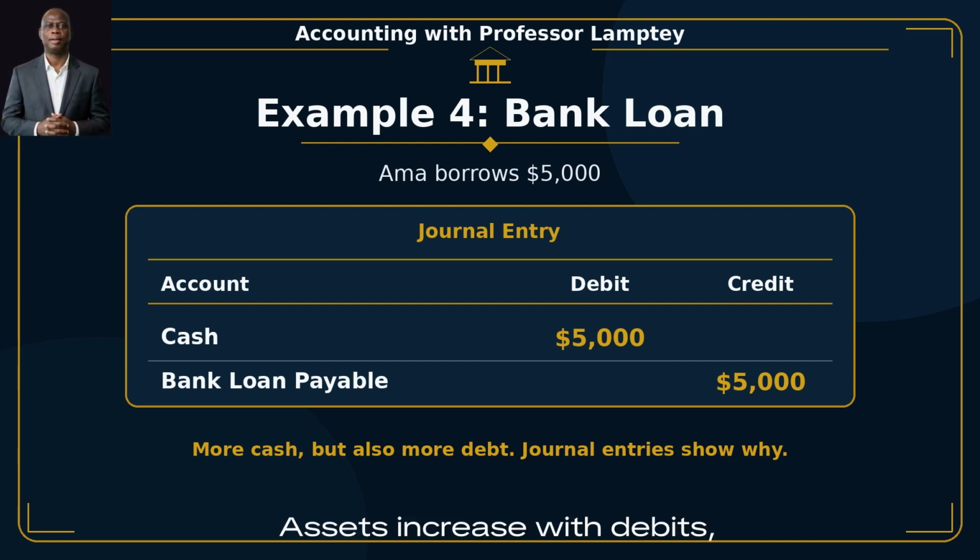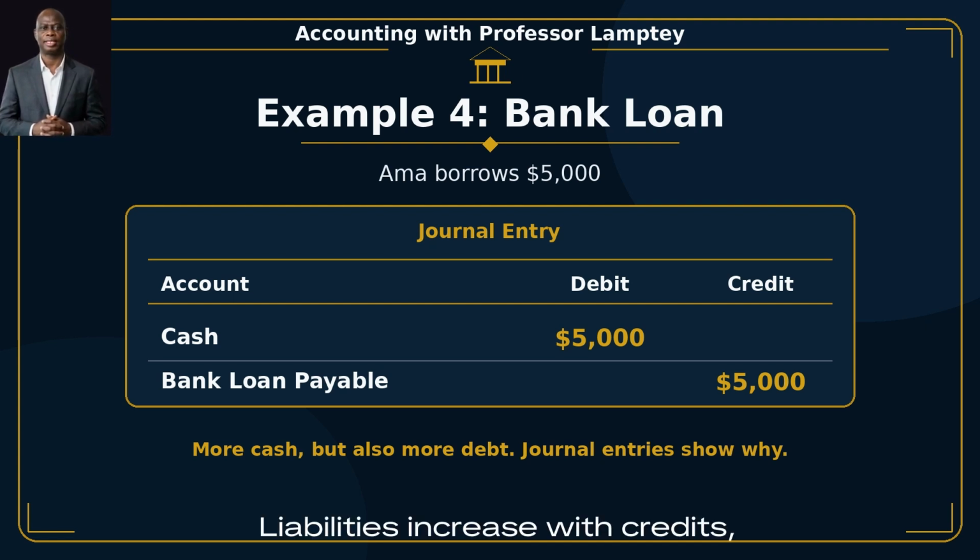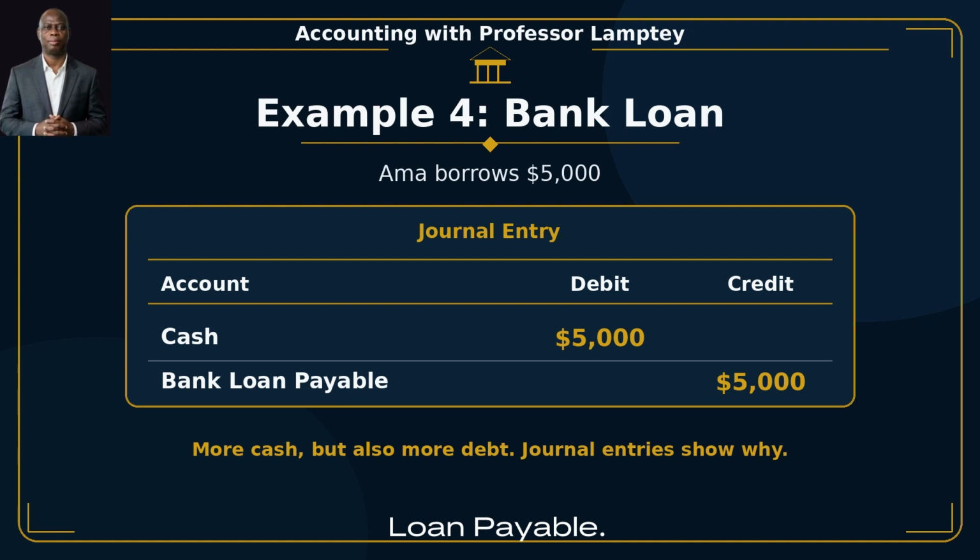Assets increase with debits, so we debit cash. Liabilities increase with credits, so we credit bank loan payable. The journal entry is debit cash, $5,000. Credit bank loan payable, $5,000. This entry tells the full story. The business has more cash, but it also has a new obligation.